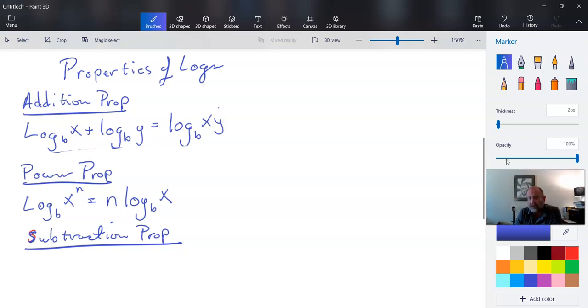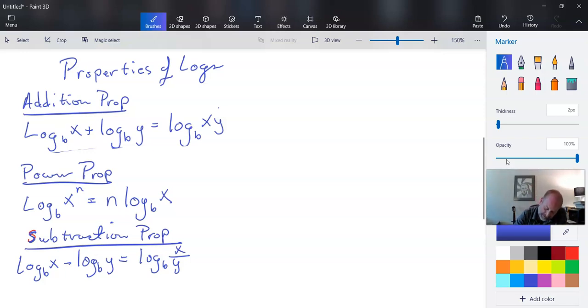The subtraction property shouldn't be too much of a surprise because it talks about what happens when you divide two. If you have a subtraction, it turns into division. And if you think about what you do with exponents, when you divide like bases, you subtract the exponents. And so we get a very similar property here that says that log base b of x minus log base b of y is equal to log base b of x over y. Okay, so that's the subtraction property.